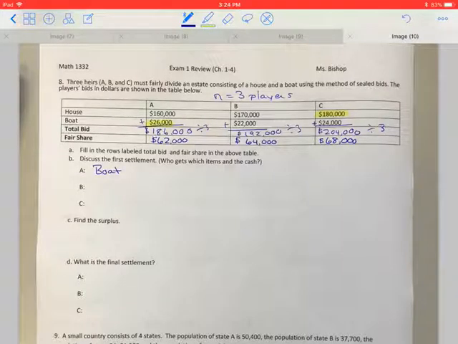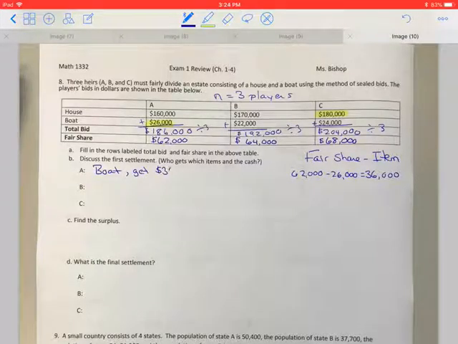Then we also have to figure out their money. For money, remember we do fair share minus the item or items. In this case, the fair share was 62,000, and they're getting a boat valued at 26,000. So they're still going to have some money left over. They're going to get $36,000.